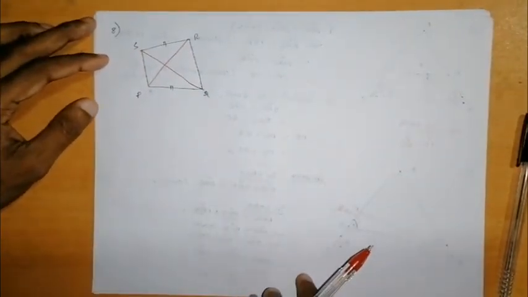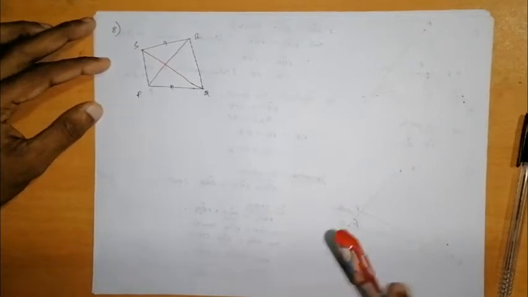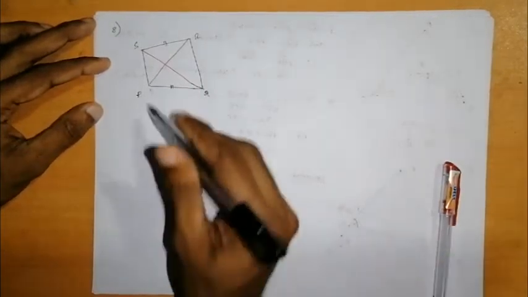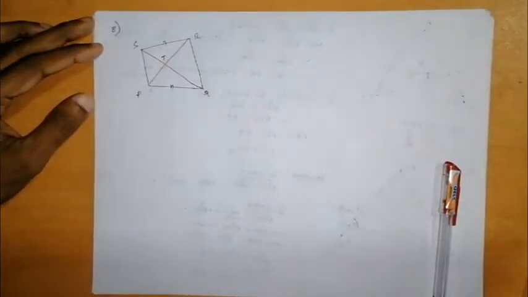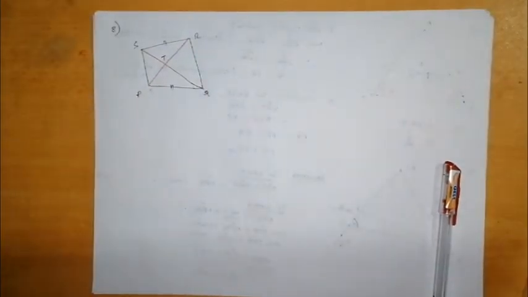And then it intersects at T. So both intersect at T. So this point is T. Okay, prove that PQR and SQR are congruent.